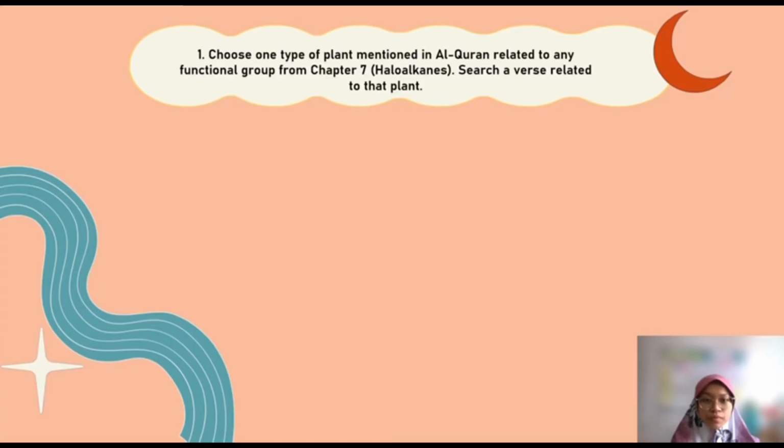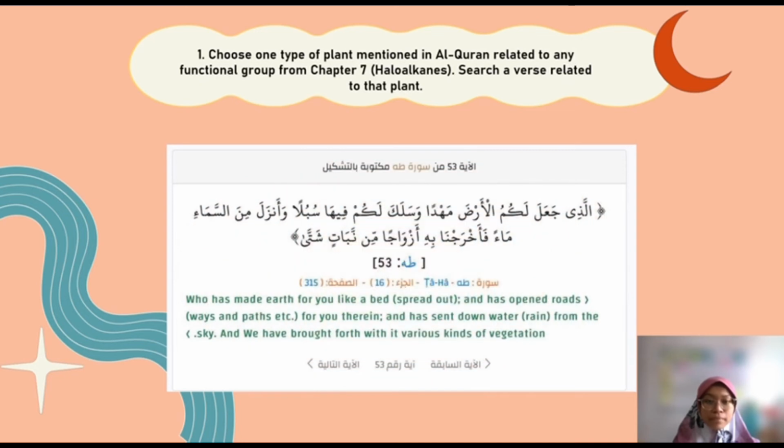Task 2. Choose one type of plant mentioned in Al-Quran related to any functional group from Chapter 7 Haloalkanes. Search a verse related to the plant. From Surah Taha verse 53: Who has made the earth for you like a bed spread out, and has opened roads, ways, and paths for you, and has sent down water, rain, from the sky, and we have brought forth with it various kinds of vegetation.